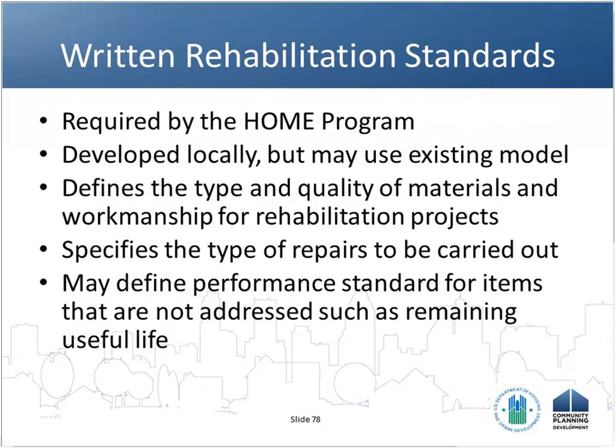So each of the PJs, as I mentioned, is required to have written rehabilitation standards. It's something that each PJ would be developing locally. There's a prescribed list of elements that need to be included in that.